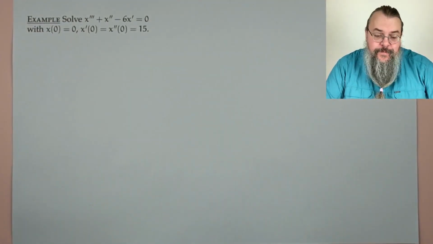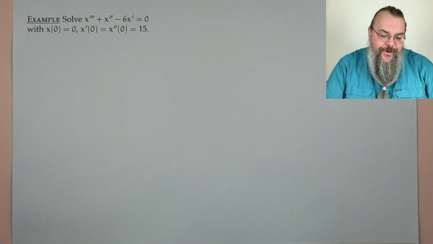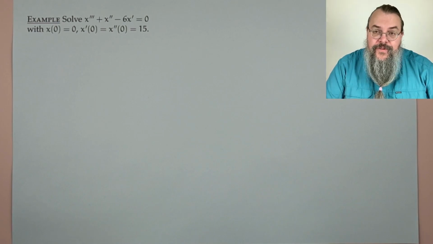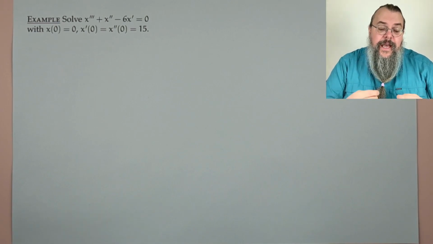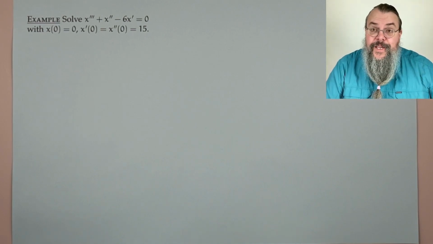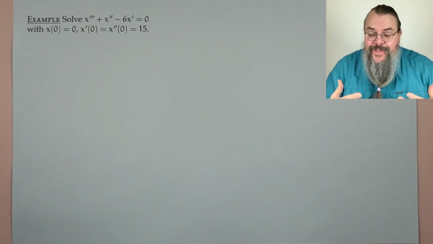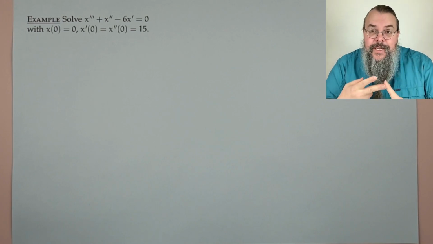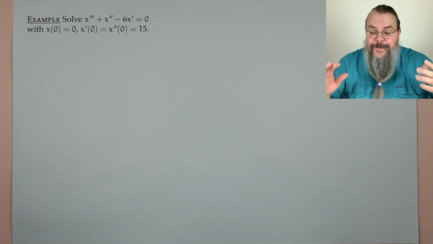So now let's look at this problem. Solve x triple prime, a third order differential equation, plus x double prime minus 6x prime equals 0, with initial conditions x of 0 is 0, and x prime of 0 and x double prime of 0 are both 15. All right, well, we know our process, right? We're going to take the Laplace transform, clean things up, get ready for inverse Laplace, do it, and life is good.